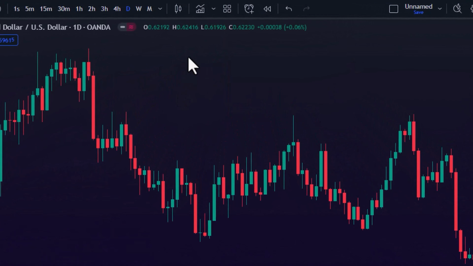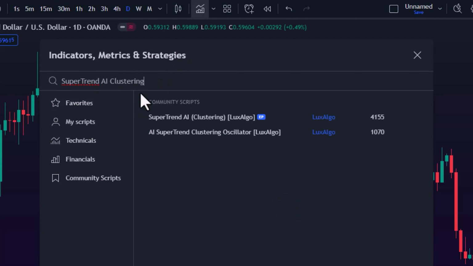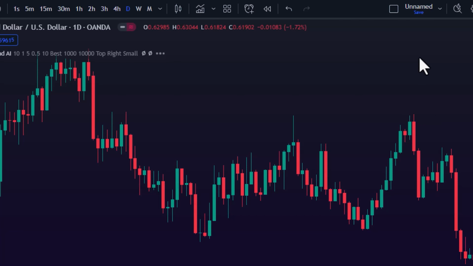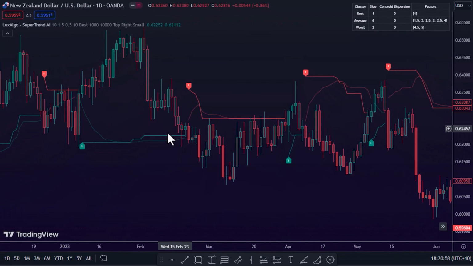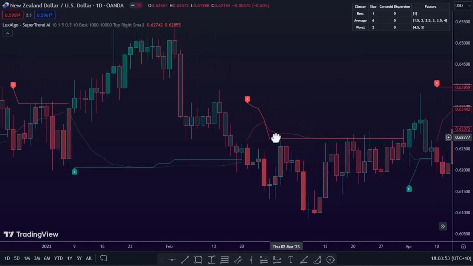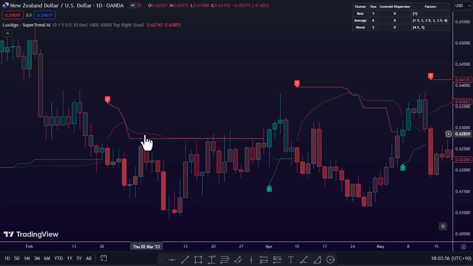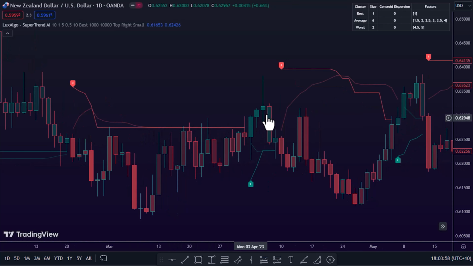To apply this indicator on the trading chart, search the keyword the SuperTrend AI Clustering EP by Lux Algo Indicator on the TradingView Indicator Community Scripts folder. As we can see, here is the trading indicator. Before I proceed to educate you about how this trading indicator works, I need to highlight this indicator and its purpose so you can quickly understand how it works.